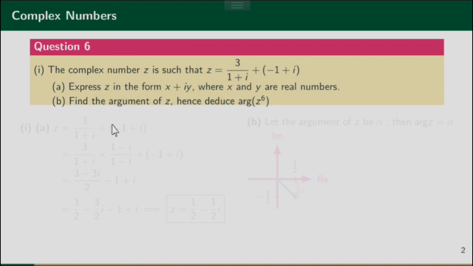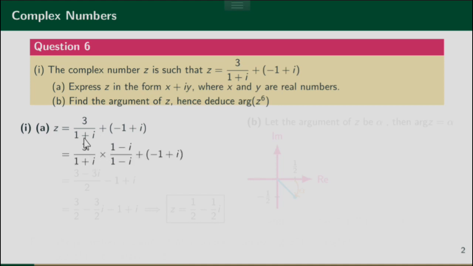So to begin with, I am going to write down the question. And what we can do here is simplify this first term, because the denominator of that term is a complex number. And in order to simplify a complex number on the denominator, we need to multiply it by its conjugate. In order to obtain the complex conjugate of 1 plus i, we need to change the sign on the imaginary part. So the complex conjugate of 1 plus i is 1 minus i. So I'm going to multiply both the top and the bottom by 1 minus i.